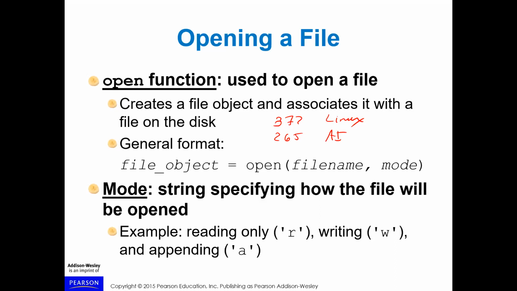All right, so then let's go ahead and talk about opening a file. The open function is used to open a file. It creates a file object and associates it with a file on the disk. The general format is going to be like this. That's the variable name. Usually, or I shouldn't say I use, the Python style maybe is to use the letter F. So usually when you write a program, you have an input file and an output file. That's a very common thing. So then I will probably say F input, and for the output, I'll say F output.